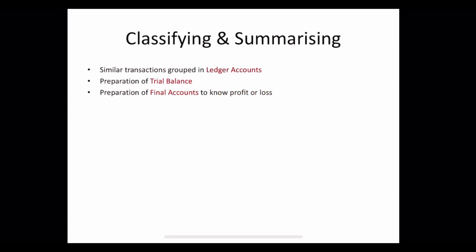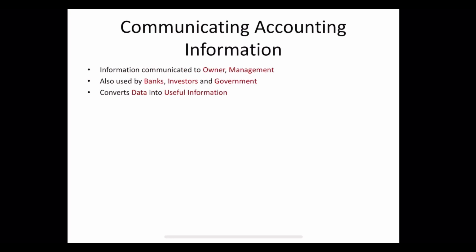Now let's look at how you classify and summarize. Classifying means grouping similar transactions together in ledger accounts. This helps in knowing balances and also helps to avoid confusion. Summarizing means preparing the trial balance and final accounts to understand the profit, loss, and overall performance of the business. So, classifying and summarizing is most important, and only then does it serve a purpose and help to communicate the information to the stakeholders.